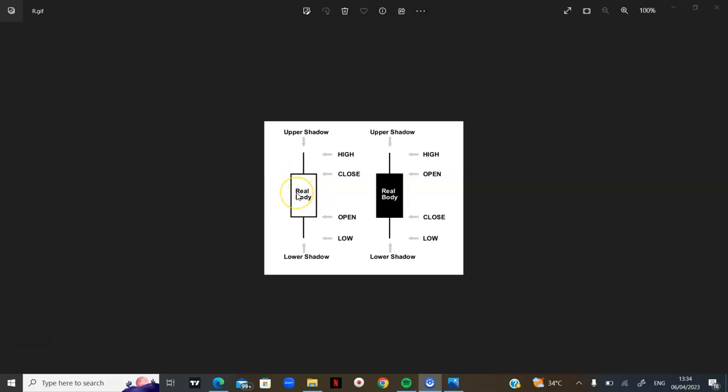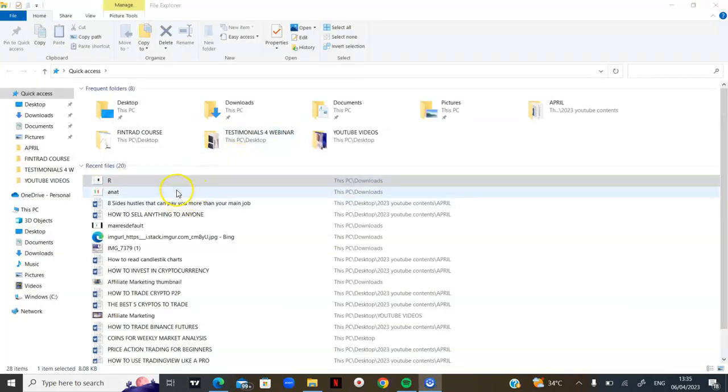Sometimes they put it like a red body, and sometimes they put this one as a green body and the second one as a red body, and sometimes they put this one as a white body and the second one as a black body. So any candle that you see that has a green body on your chart is, let's use this.